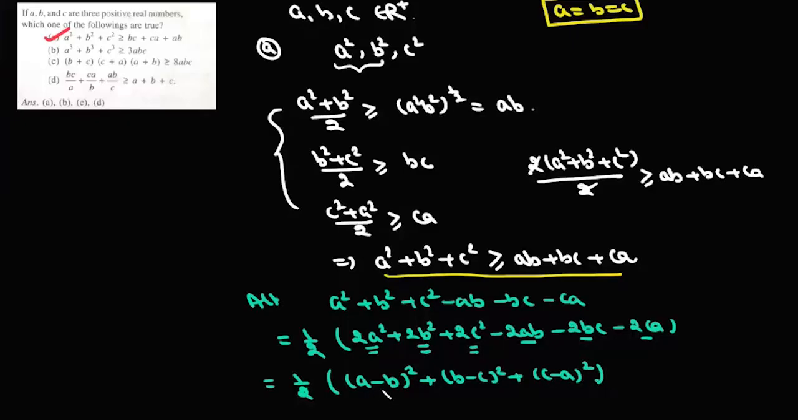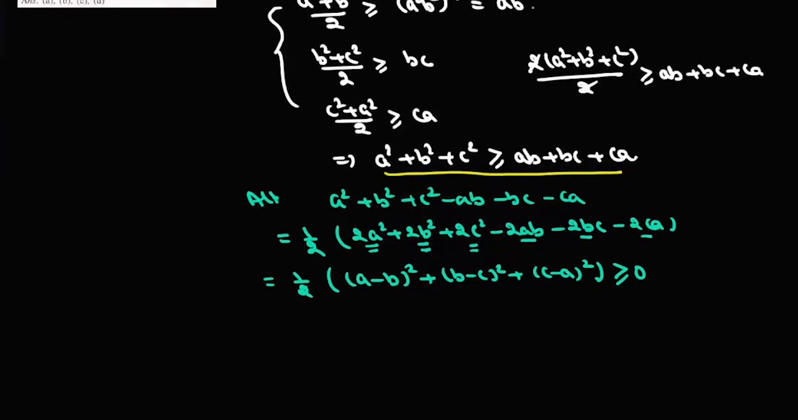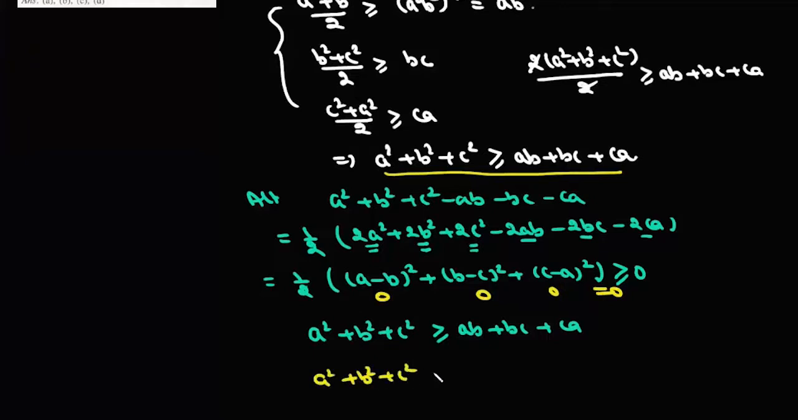Now we know that sum of squares is always greater than or equal to 0. So from here again we can write a square plus b square plus c square will be greater than or equal to ab plus bc plus ca, and we'll have this equality sign if each of the squares is 0. That means a square plus b square plus c square is equal to ab plus bc plus ca if a is equal to b and b is equal to c. So that's our option A.